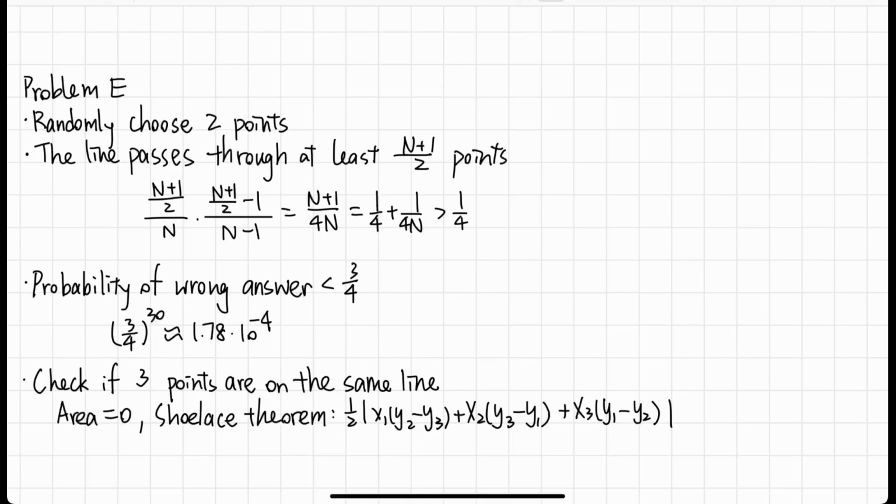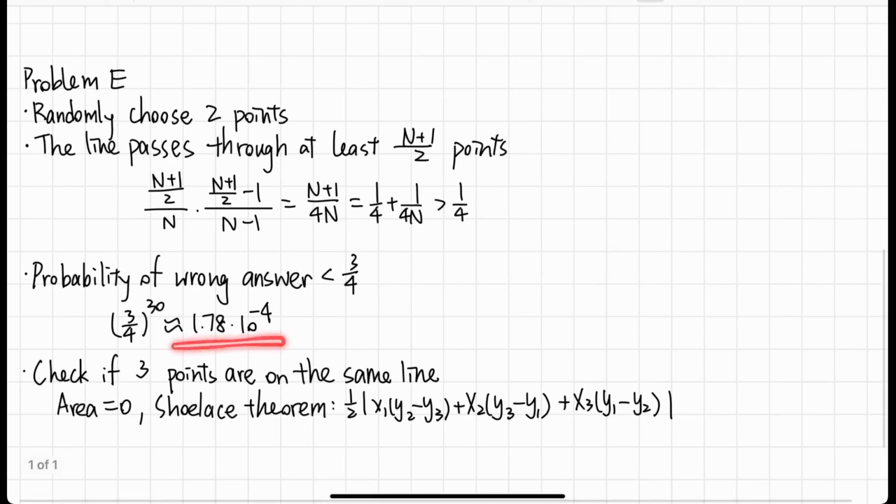And suppose we randomly choose multiple times, suppose we choose about 30 times, then the probability of failure would be about 1.78 times 10 to the power of -4. So this value is already small, and you could also find other values. Like you could also try to randomly choose more points, maybe 100 sets of points.